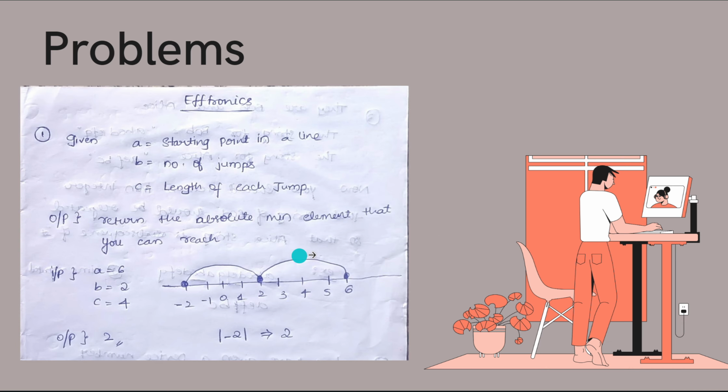First question, I hope you got. You are given three integers: start, number of jumps and length of the jump. You should return the absolute minimum element that you can reach. Okay, if you are left with a minus element, then you should return its minimum element. Why am I not traveling towards the right side? Because I want the minimum element, so I should travel towards my left. I hope you got this question. Okay, output is 2.